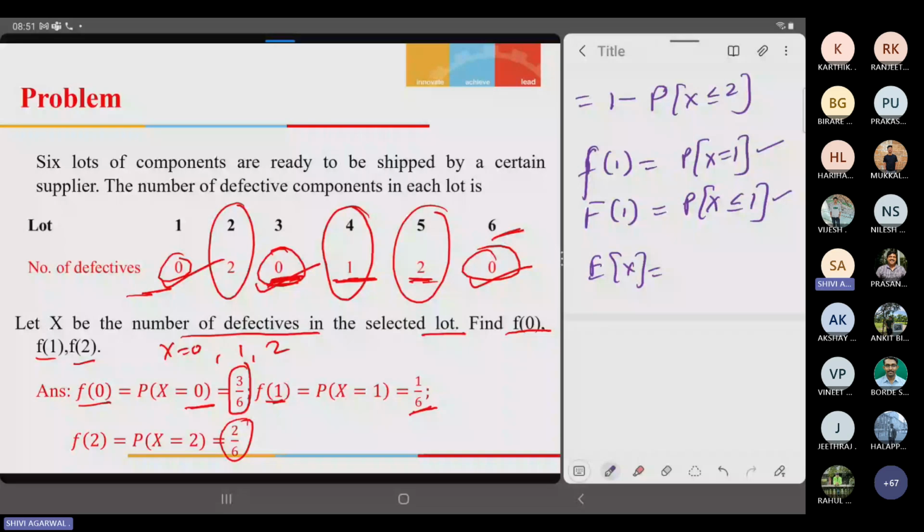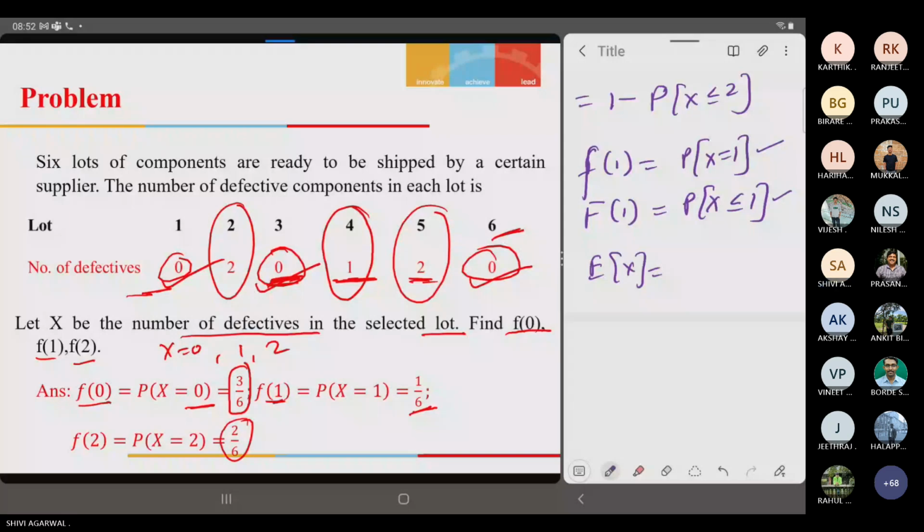We have to find out the probability density function. In the probability density function, 0 defective is coming 3 times out of 6. So that's why the probability when x is equal to 0 is 3 by 6. That is the concept we already used in the last chapter to find the probability of a different event. So here the event is what? There is no defective, there is one defective, and there are 2 defective. We are trying to find the probability using the given information only.